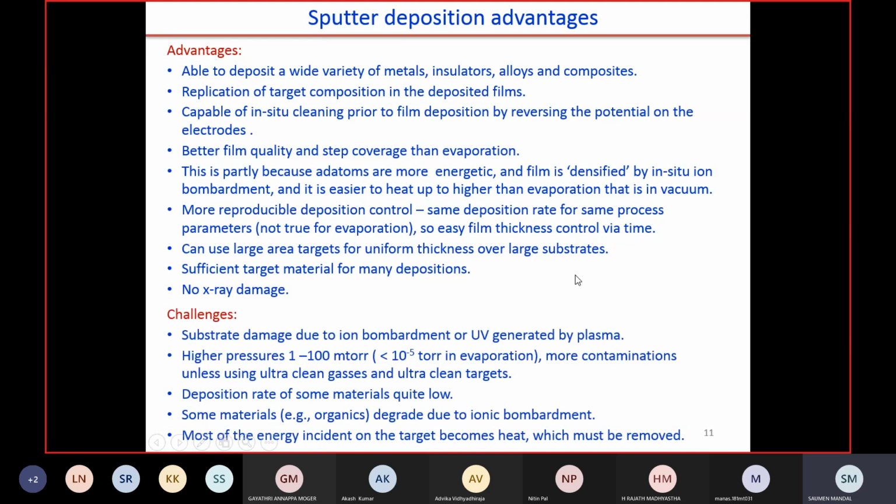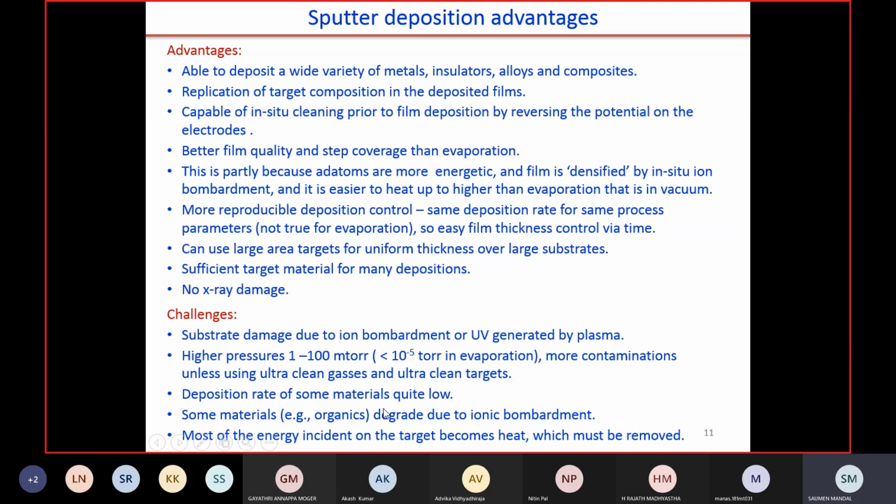Some of the challenges are substrate damage due to ion bombardment or the UV generated by this plasma. These are the drawbacks. Higher pressure means more contamination unless using ultra clean gases or an ultra clean target. So in these two areas you have to be very careful: ultra clean gases and or ultra clean target. So these two things are basically helping in doing the deposition.